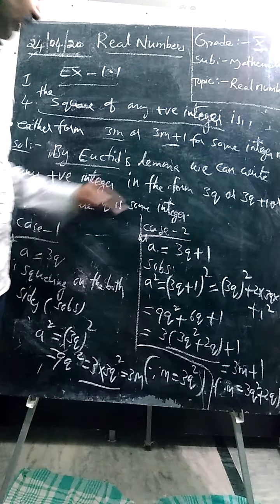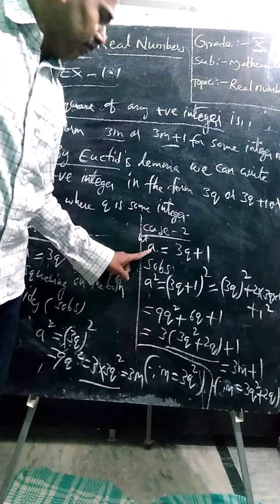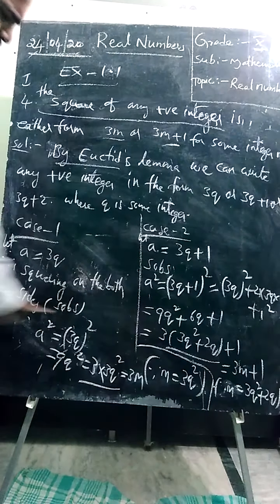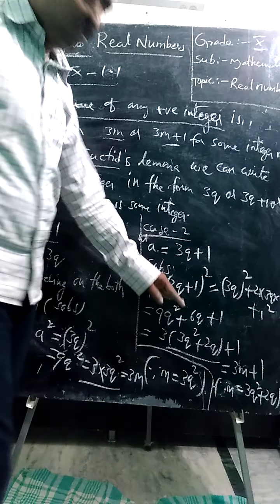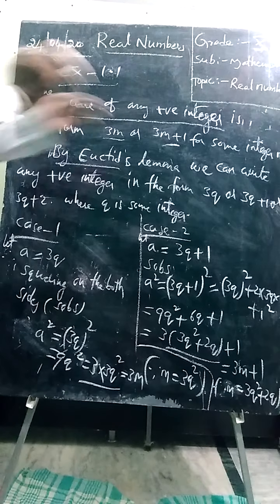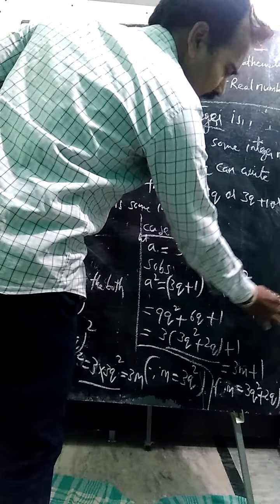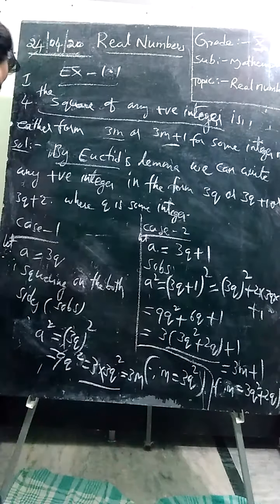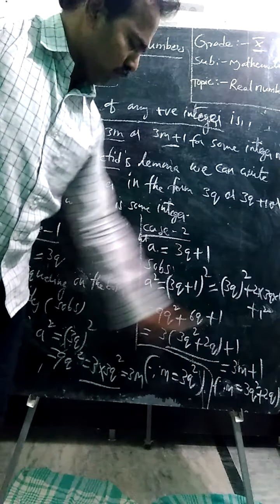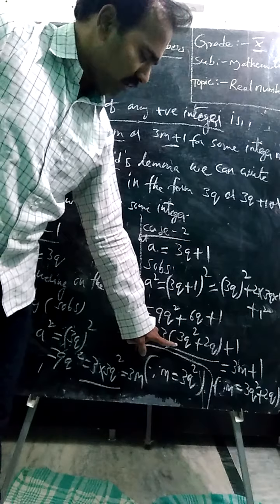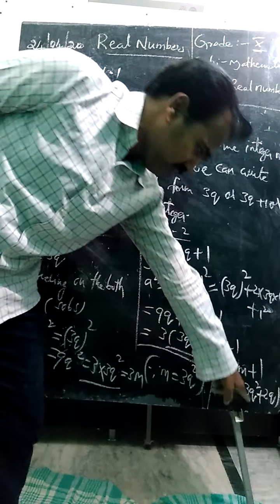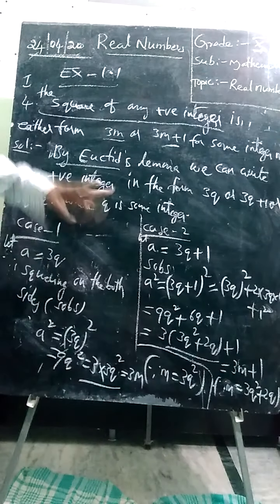Then let us take the second case, that is 3q plus 1. Then squaring on both sides, SOBS. 3q plus 1 whole square is in the form of a plus b whole square. Expand by using a plus b whole square, which you learned in the previous class: a square plus 2ab plus b square, where b square is 1 square. So we have 9q square plus 6q plus 1. Factorize 3 from this: 3 into 3q square plus 2q, plus 1. Let us take this one as m. 3m plus 1, since m is equal to 3q square plus 2q. This is the form. We proved 2 forms, students.